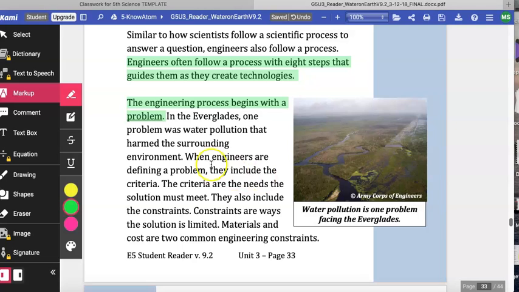When engineers are defining a problem, they include the criteria. The criteria are the needs that the solution must meet. They also must include the constraints. Constraints are ways the solution is limited. Materials and cost are two common engineering constraints. Time and money could also be constraints.